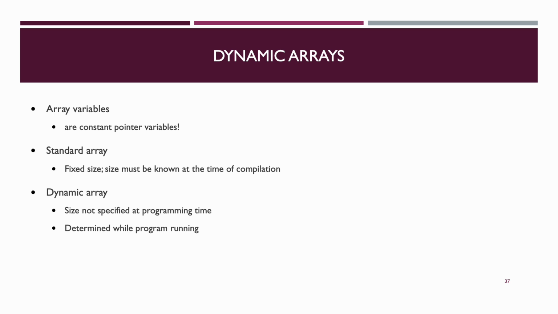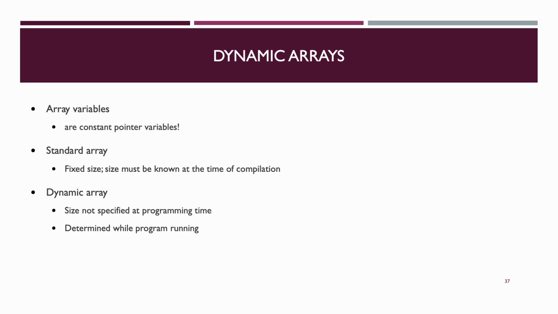Well, a standard array has a fixed size which must be determined at the time of compilation. For example, int array[5]. You can just declare the size, a standard array of size 5. You can write it like that. But once you declare it, you cannot change the size of this array during runtime. The size is known and fixed at compile time.